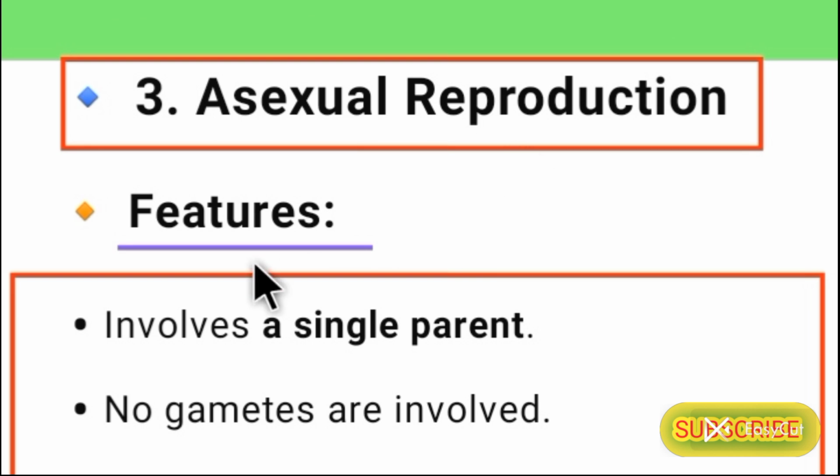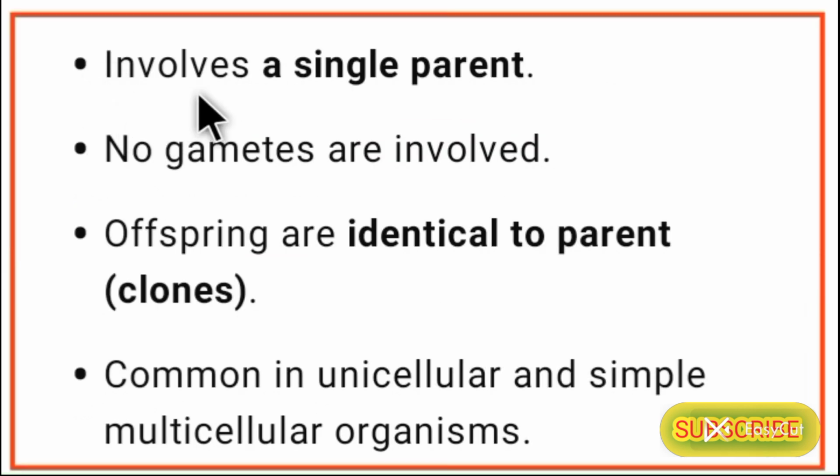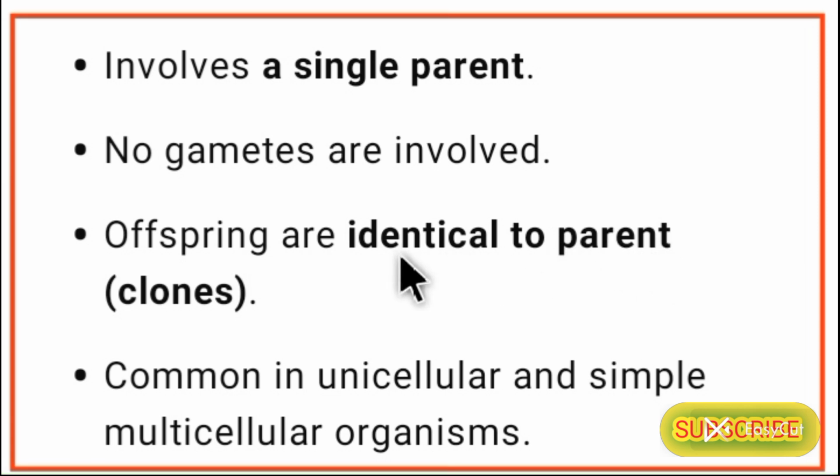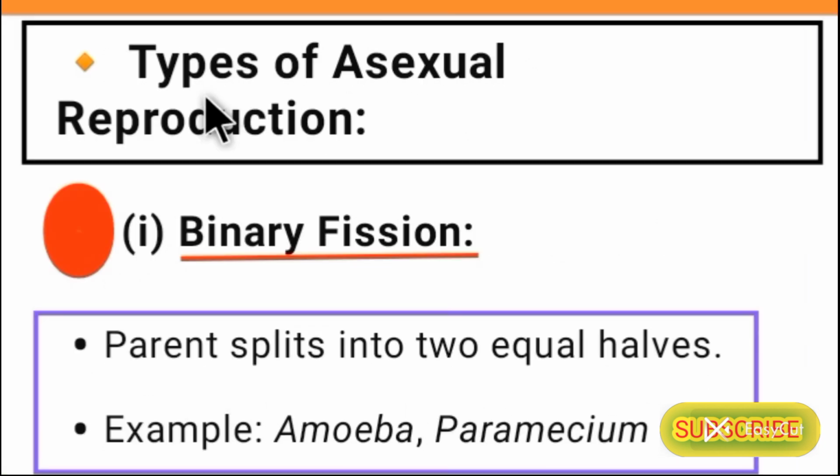Asexual reproduction features are: number 1, it involves a single parent. Number 2, no gametes are involved in asexual reproduction. Number 3, offspring are identical to parent in asexual reproduction, and identical offsprings are called clones. Number 4, common in unicellular and simple multicellular organisms. Now come to the types of asexual reproduction.